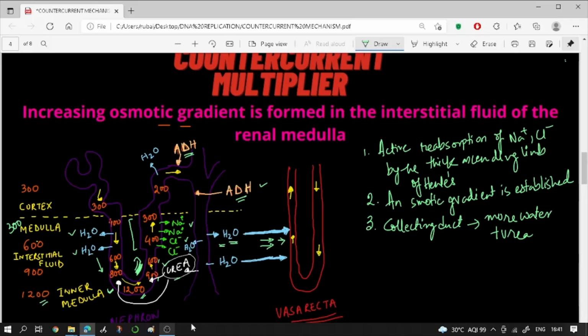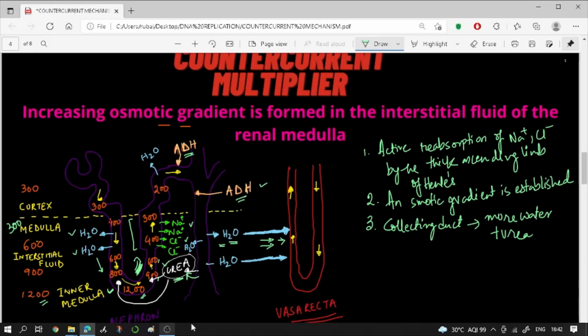Now with loss of water, the urea left behind in the tubular fluid of the collecting duct becomes increasingly concentrated. You can see the urea over here. Because the duct cells deep in the medulla are permeable to urea, it can easily diffuse out into the interstitial fluid of the medulla. So I hope you have understood the third point.